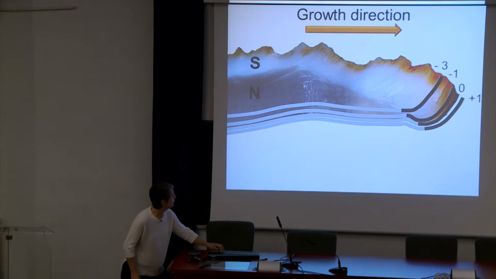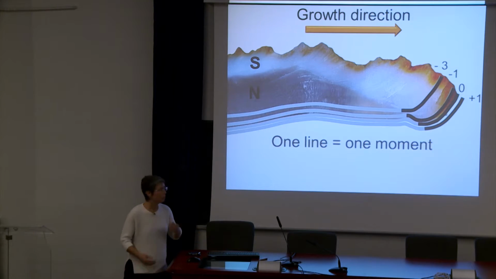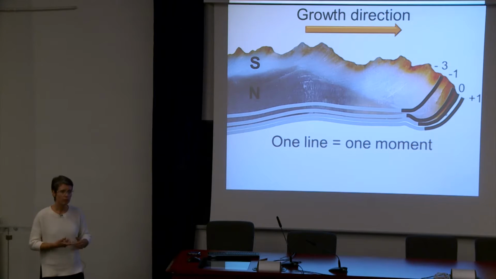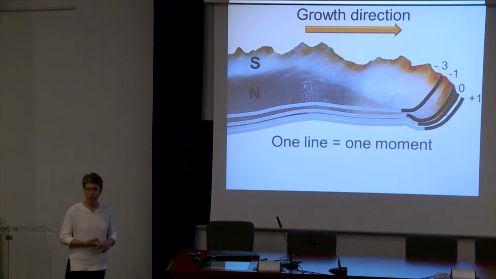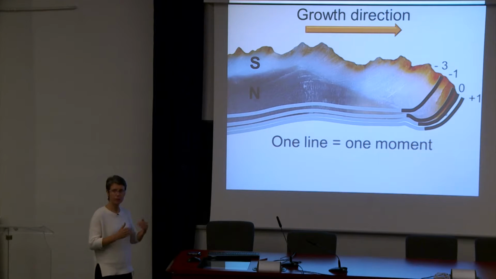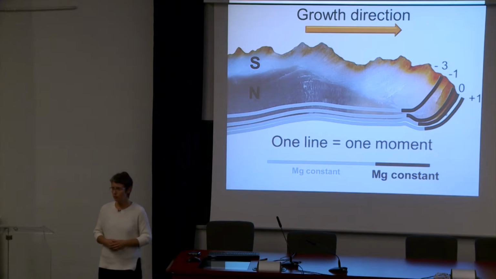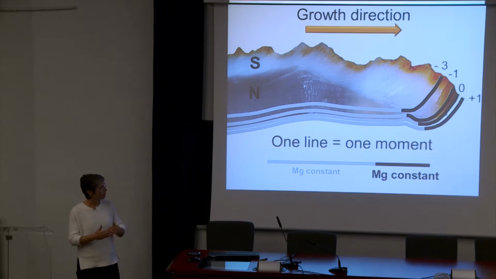Because each isochronous line represents one moment of deposition, and thus potentially one environmental condition, one physiological condition, the composition should be homogeneous, at least layer per layer. So for example, here, the magnesium content in the spherolytic layer should be homogeneous, even if it is higher on average than what we observed in the nacre layer.